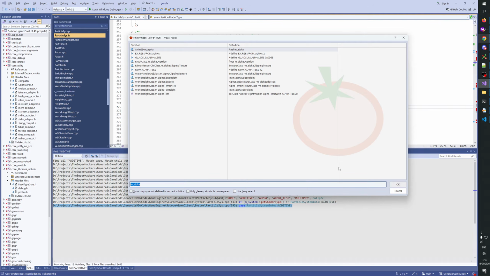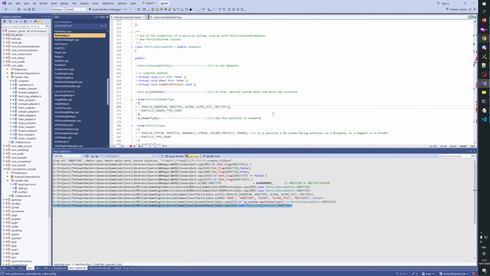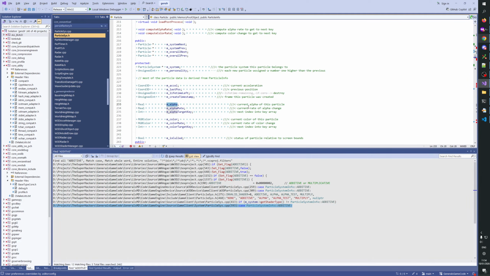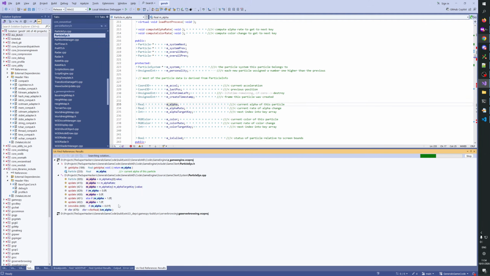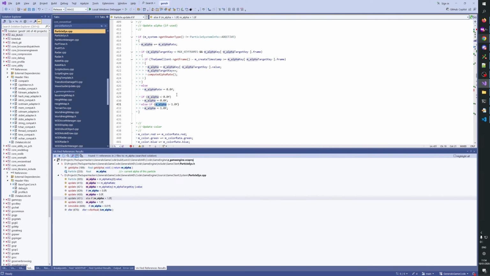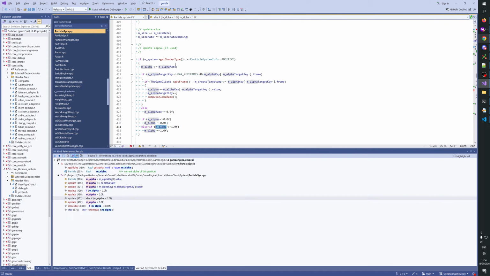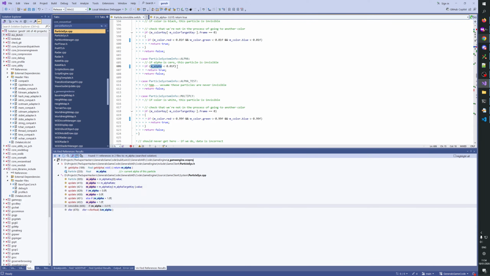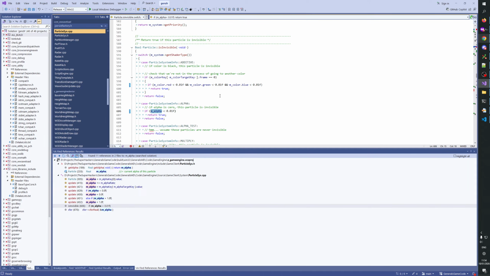Okay, m_alpha, we can't find it. Why not? Here, m_alpha, there we go. Current alpha of this particle. Let's find all m_alpha. Aha. Now that's the update. So where is this actually used? Here. In alpha.